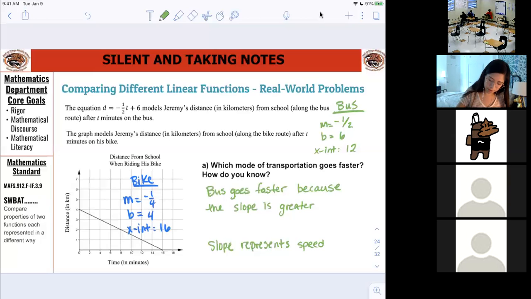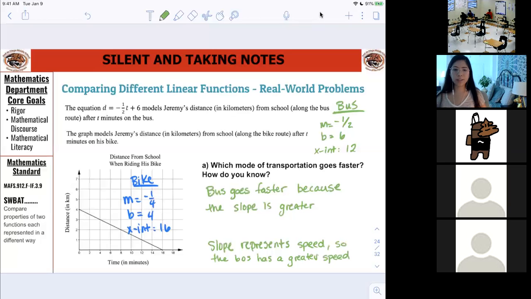Slope represents speed. So the bus has a greater speed. It's as simple as that. Whichever one has the greater slope goes faster. And that kind of makes sense, right? The bus is probably going to go a little bit faster than the bike. But you have to back up that fact with information from the actual problem. So yes, the bus goes faster because the slope is greater. Slope represents speed, so the bus has a greater speed. Questions on that one?